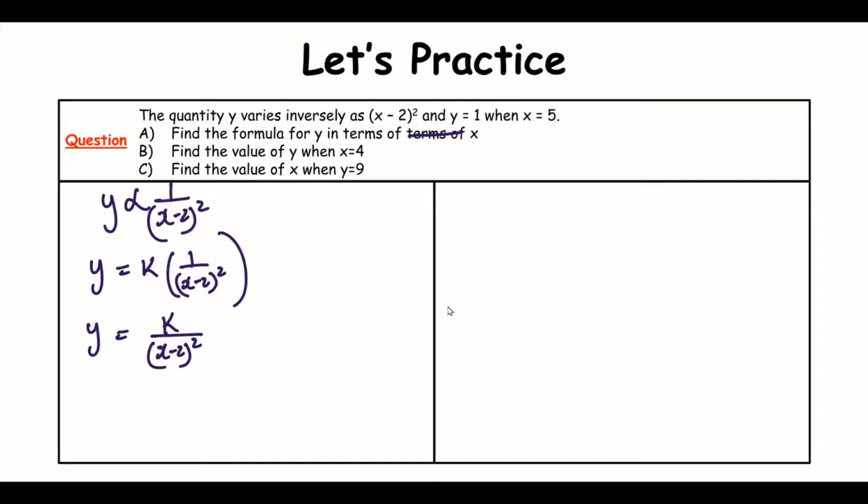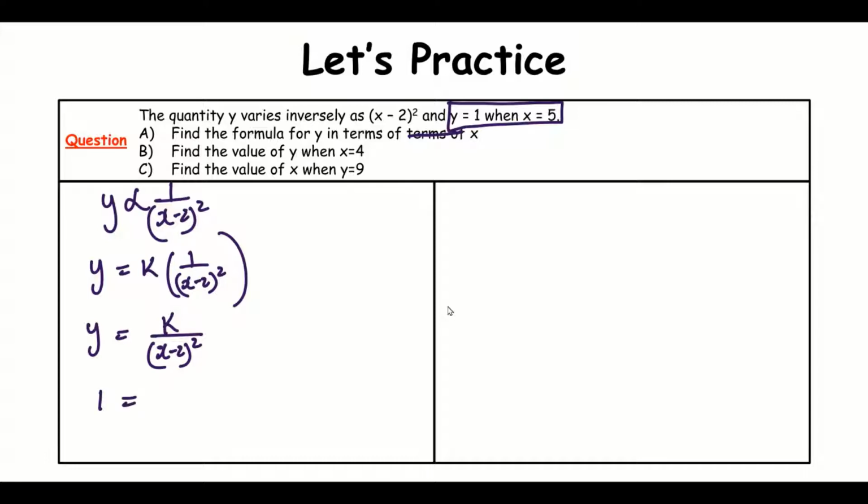So now we have our equation with our constant of proportionality, and we now need to calculate what our constant of proportionality is, or our constant of variation. So hence, let's find k. So we use our two known values: when y is 1, x is equal to 5. Hence, anywhere I see y, I'm going to substitute it for 1.